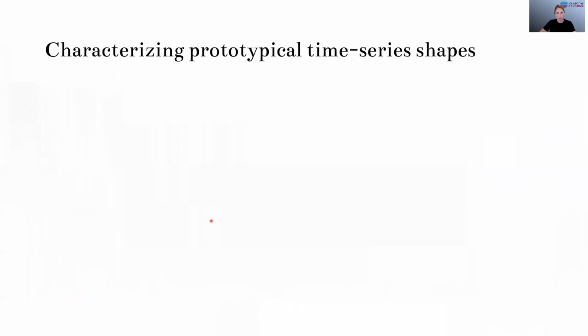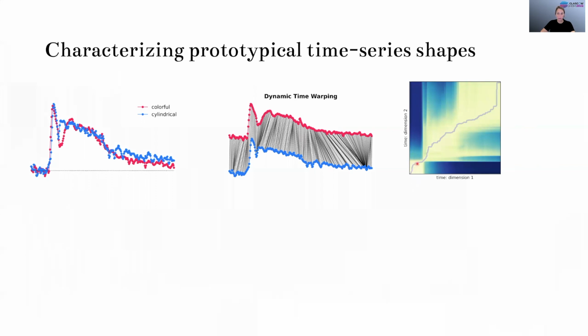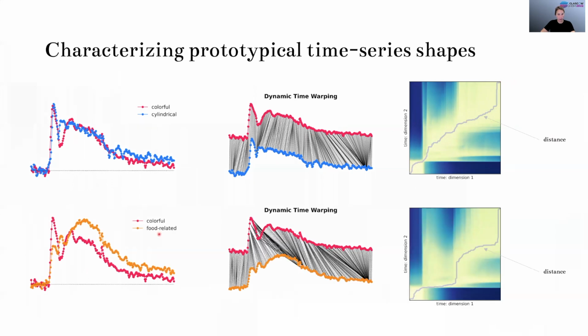To characterize these prototypical time series shapes, we can compare each combination of dimension time courses. For example, here I have colorful and cylindrical. Then we can run something called dynamic time warping, where we look at how much we have to warp one of the time courses to make it more similar to the other one. We can represent this as a cost matrix, and here the gray path is the path of least cost. From this we can extract the distance from here to here, and this gives us one single value measurement of how similar these time courses are. If we do this for different time courses, so for colorful and food related, for example, we see that here we need to do significantly more warping to make them more similar.